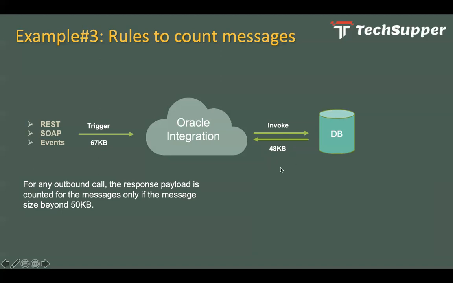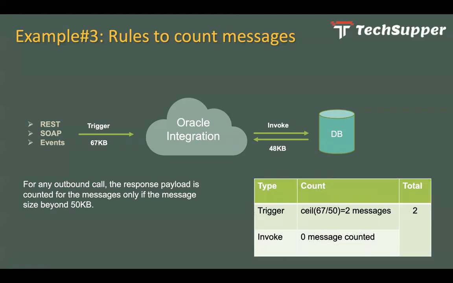Two conditions: if you have not received any response from the external call, no message will be counted. Even if you receive the response and the payload falls within the 50 KB limit, the message will not be counted. Okay, and in this case, how many messages will be deducted? One trigger, 67 divided by 50, 2 messages. And for this invoke, since you have received a response but it is only 48 KB, within the 50 KB limit, nothing will be counted.